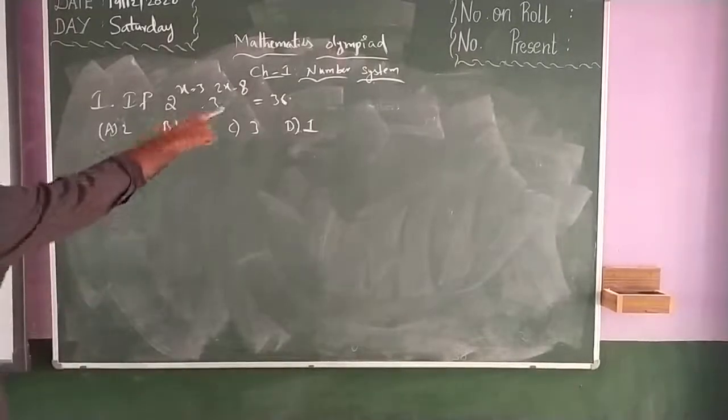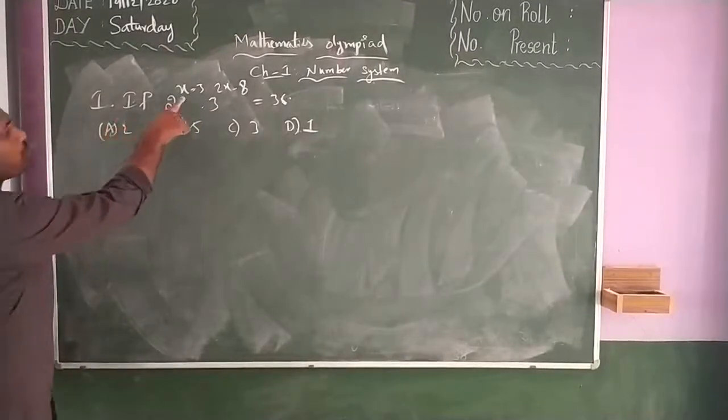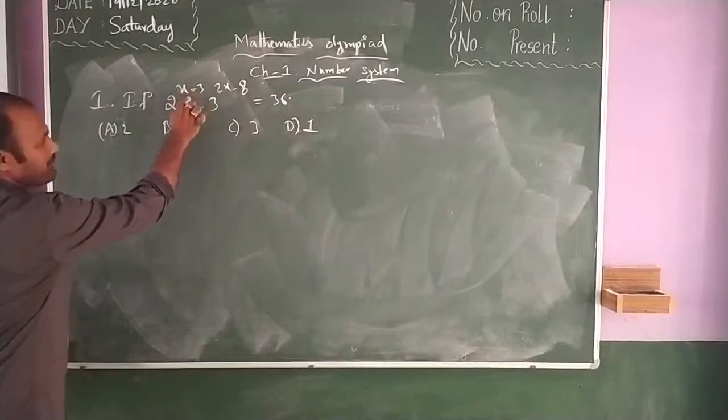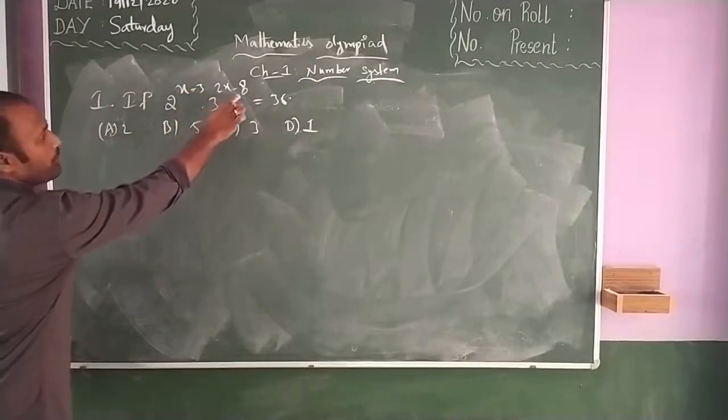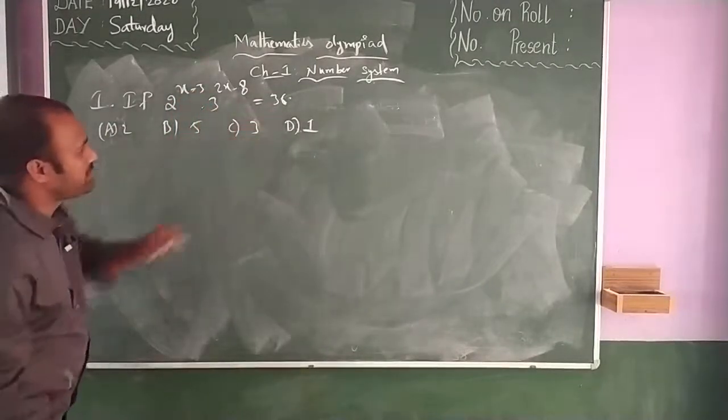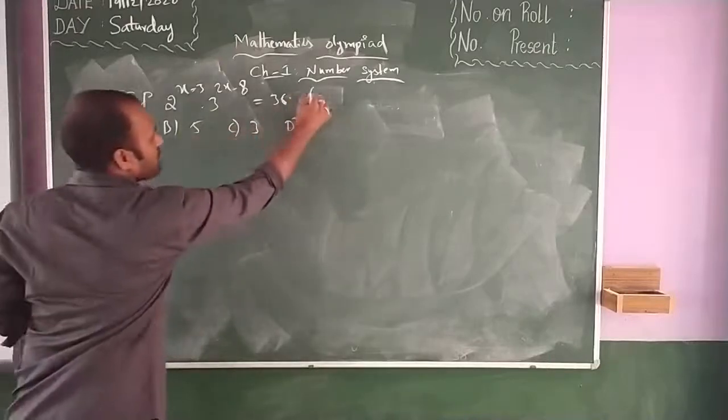Now let us see the first question in the exercise. If 2 to the power of x minus 3 into 3 to the power of 2x minus 8 is equal to 36, we need to find out the x value. Find x.